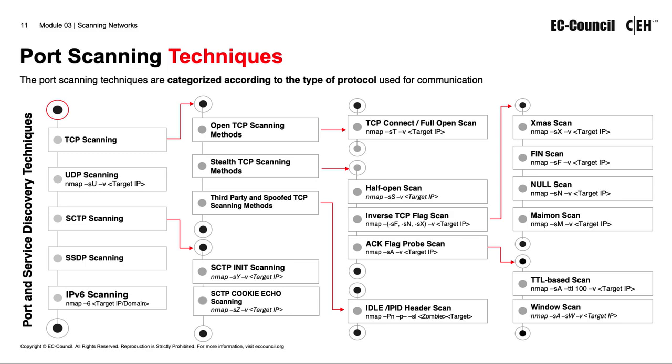TLA, three-letter acronym. FLA, four-letter acronym. Lots of acronyms in this class. So we see that we have various types of scanning: half-open scans, XMAS scans, etc. Let's go ahead and have a look at how some of these work.